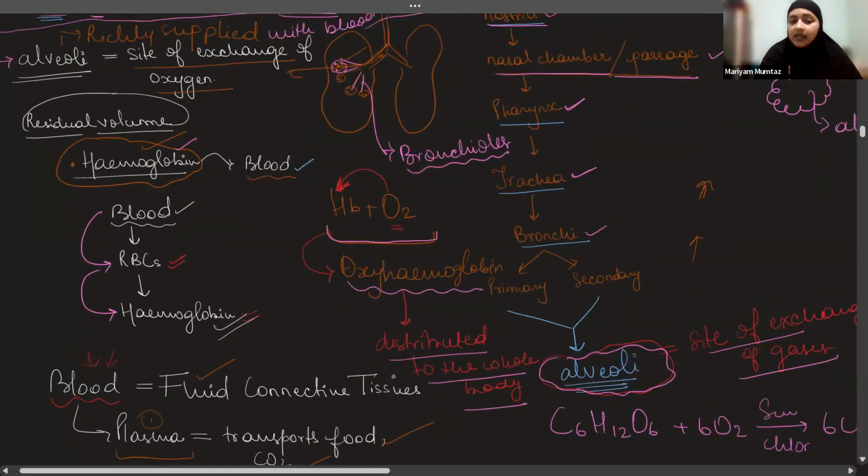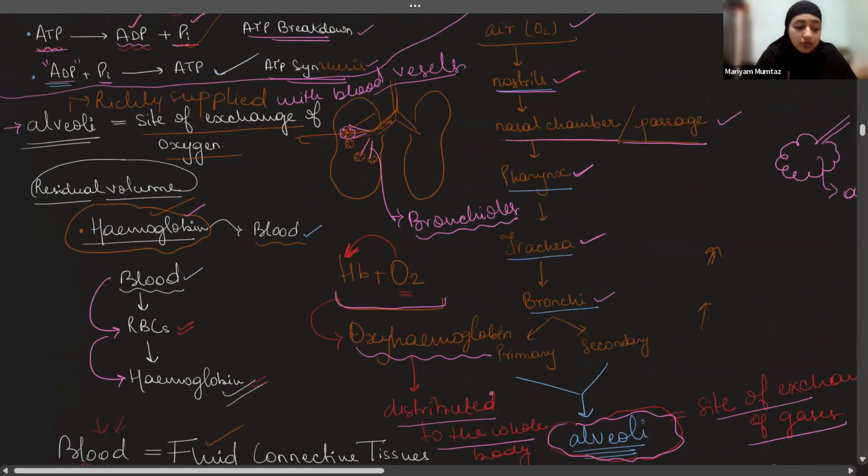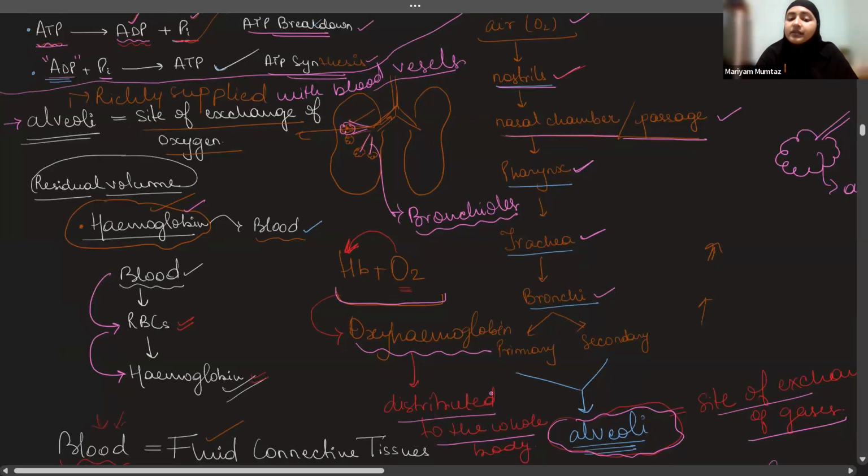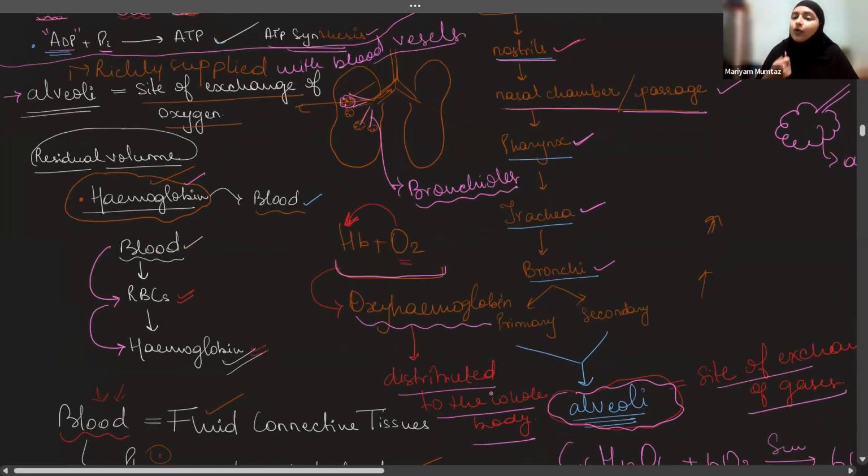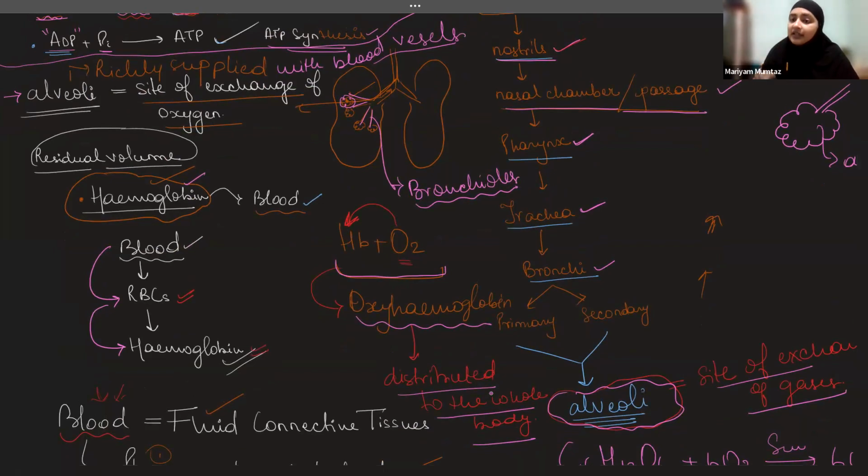Clear? After the blood gets supplied with oxygen, it gets distributed in the whole entire body, because in our whole body the blood is circulated everywhere, and that blood will take the oxygen to the different parts of the body. Inside the blood, we know there are RBCs, red blood cells. They are known as red blood cells because they contain a red pigment known as hemoglobin. This hemoglobin we can call the carrier of oxygen. Is it clear? Any doubts up till now?